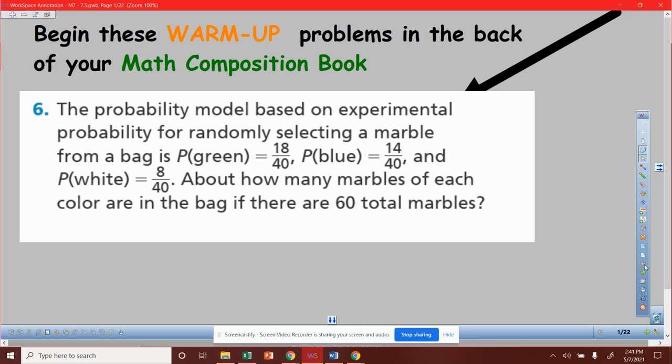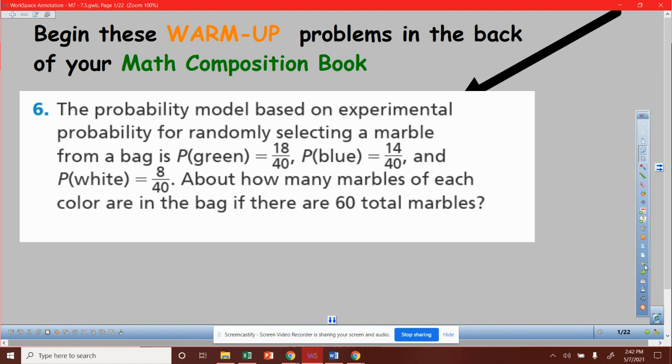This will be our warm-up. The probability model based on experimental probability for randomly selecting a marble from a bag is: P, for probability, of getting a green is 18 out of 40. Probability of getting a blue is 14 out of 40. And probability of getting a white is 8 out of 40. So about how many marbles of each color are in the bag if there are 60 total marbles?